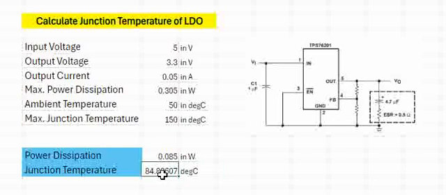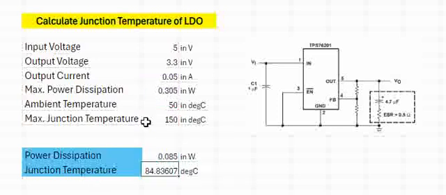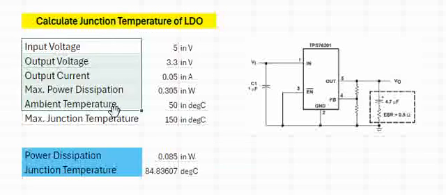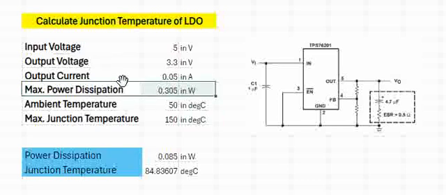So the formula is very clear, right? Ambient plus the power dissipation, G4, multiplied by the temperature rise, G11 being the maximum minus 25, divided by 0.305. This is how we calculate the junction temperature. The specs that are required are the load current, the input voltage, the output voltage, the maximum power dissipation from the data sheet of the LDO, and the ambient temperature.